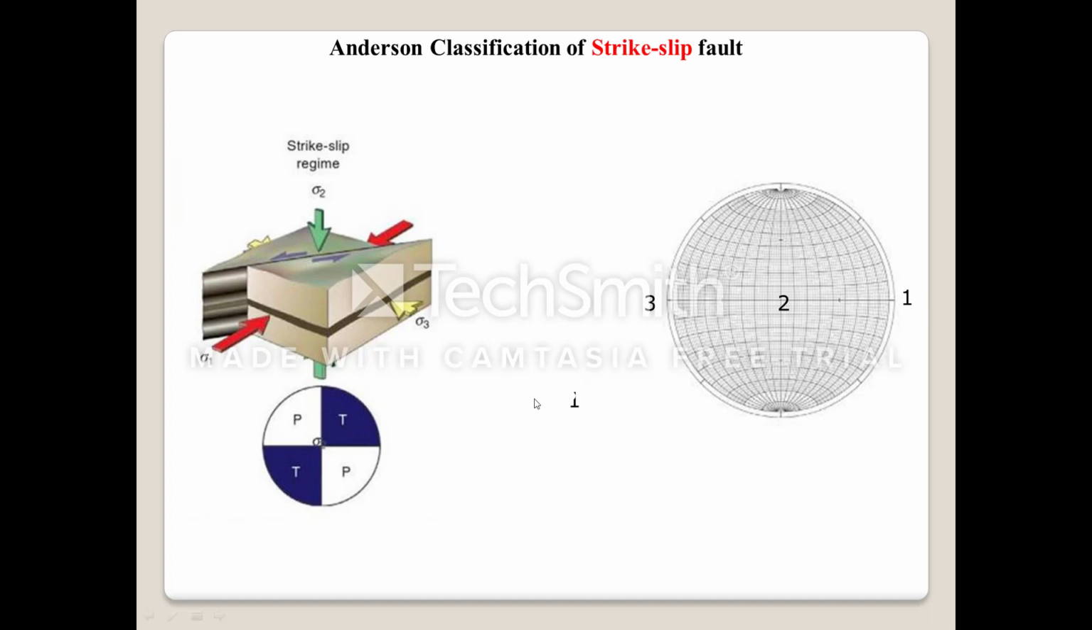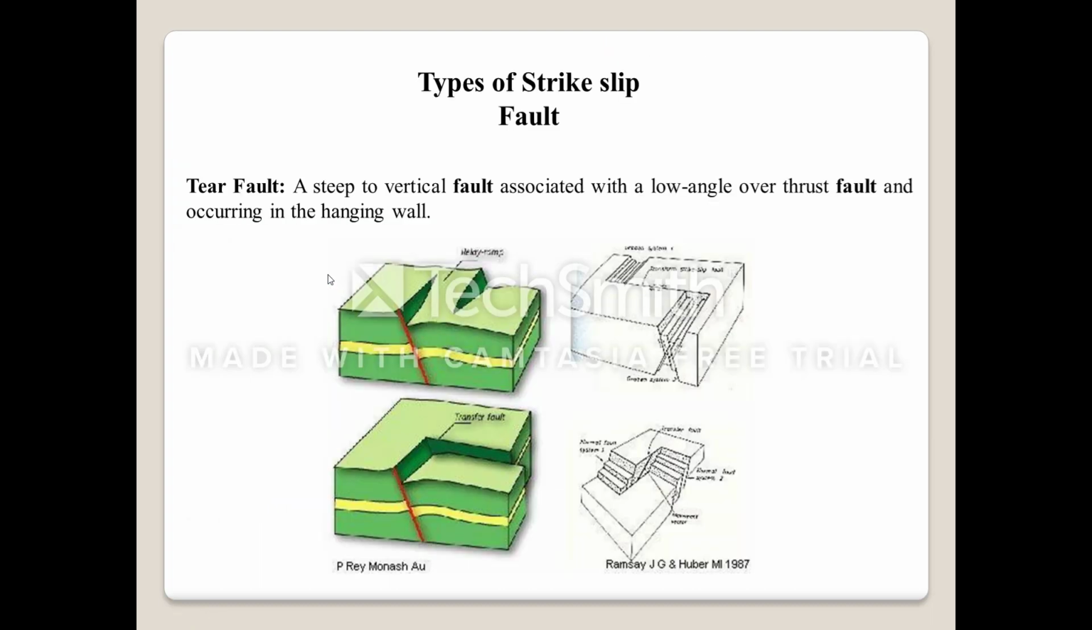They should be horizontal. So in this diagram also we can represent this: T is the tension and P is the pressure, and sigma 2 is vertical. So this is the Anderson classification. Basically, in strike slip faults the movement should be horizontal. Okay, so here we have different types of strike slip faults.